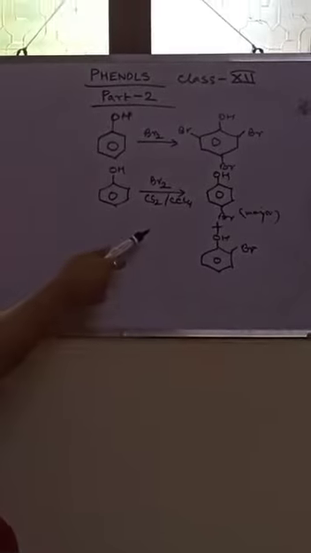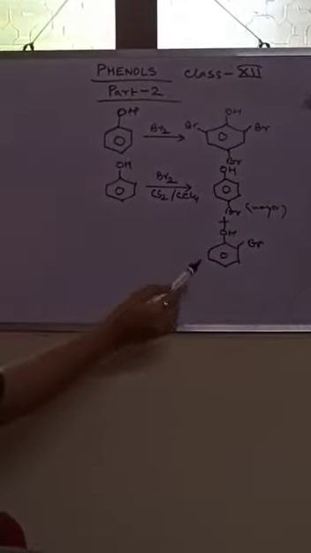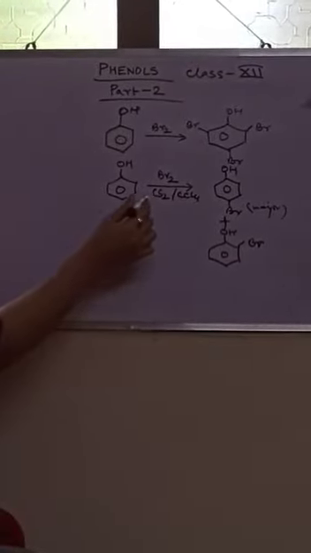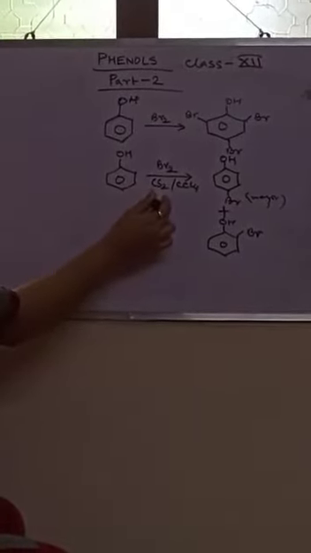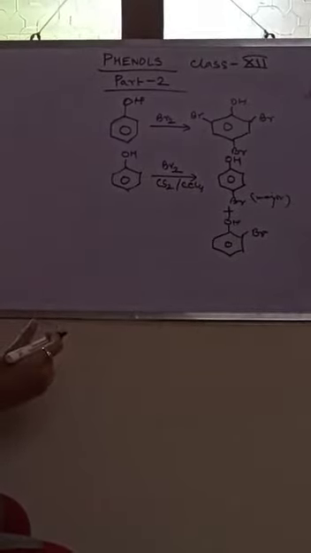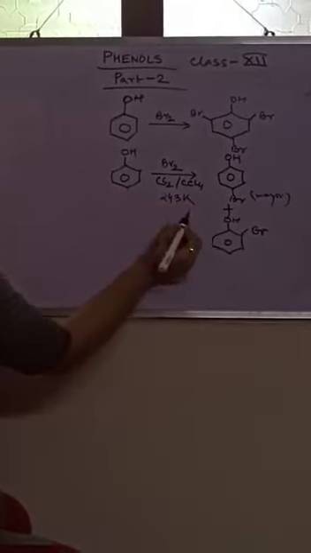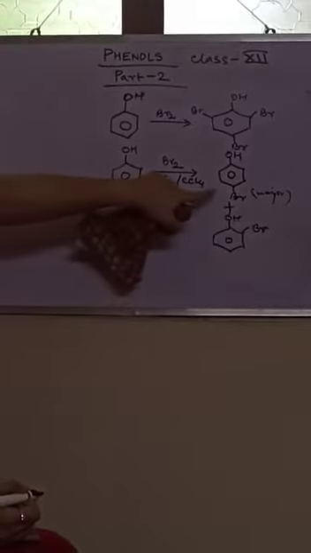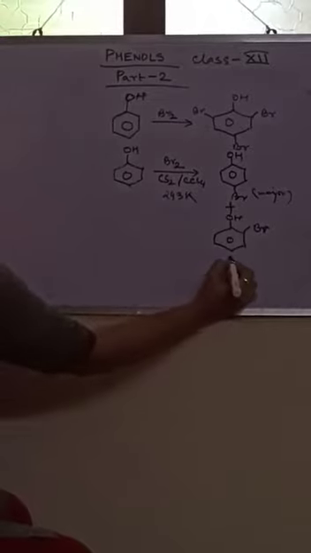Okay, so where we want to get the monosubstituted product, water should not be used actually. Instead of water, non-polar solvents such as CS2 and CCl4 should be used. And temperature should also be lowered. The temperature should be kept at 273 Kelvin. Then we will get the para product as the major product and the ortho product as the minor product.